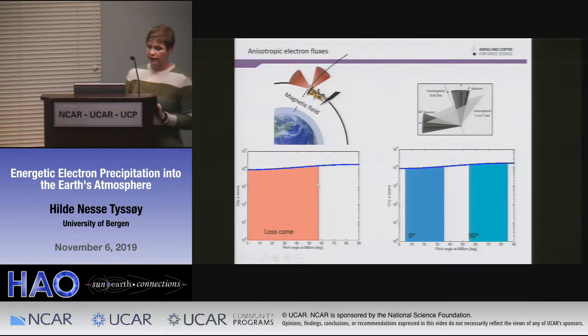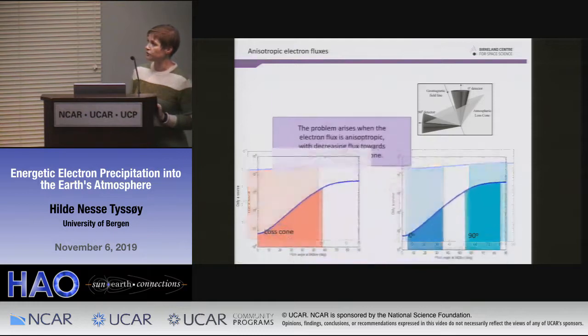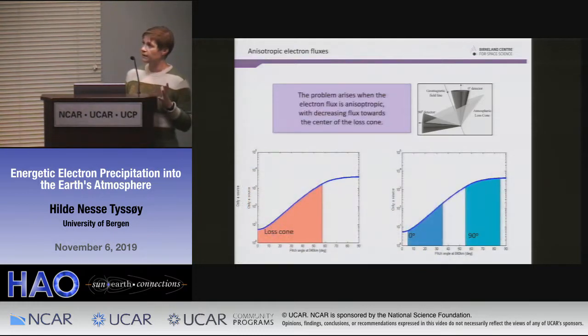And here is the red loss cone and the flux we wish to measure. In this case, when you have a fairly isotropic distribution, almost the same number of particles at all pitch angles, it wouldn't matter if we use the 0 or the 90-degree detector. It will basically measure the same level of fluxes either way. But this is not the typical picture, because the problem arises when the electron flux is anisotropic, which it typically is, especially for the higher energy electrons.